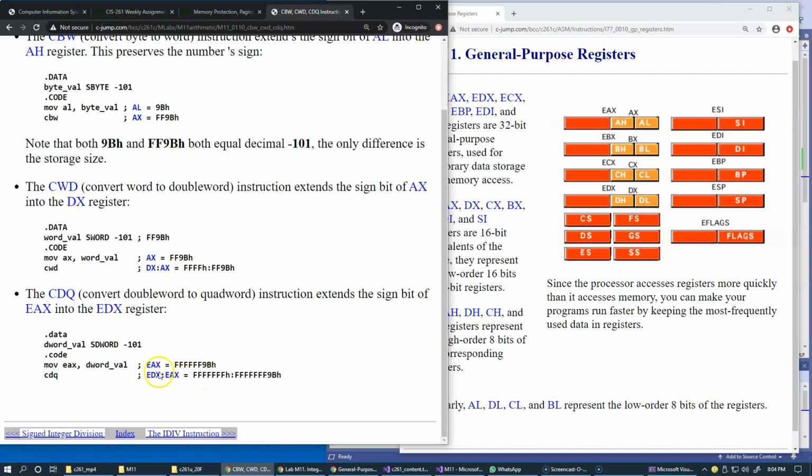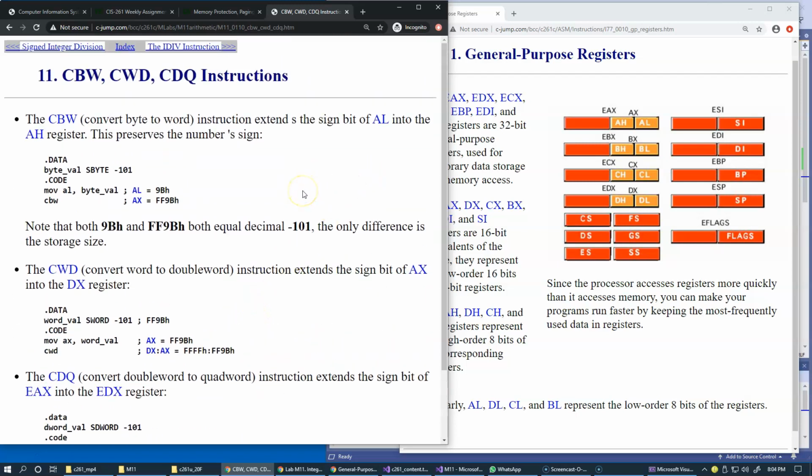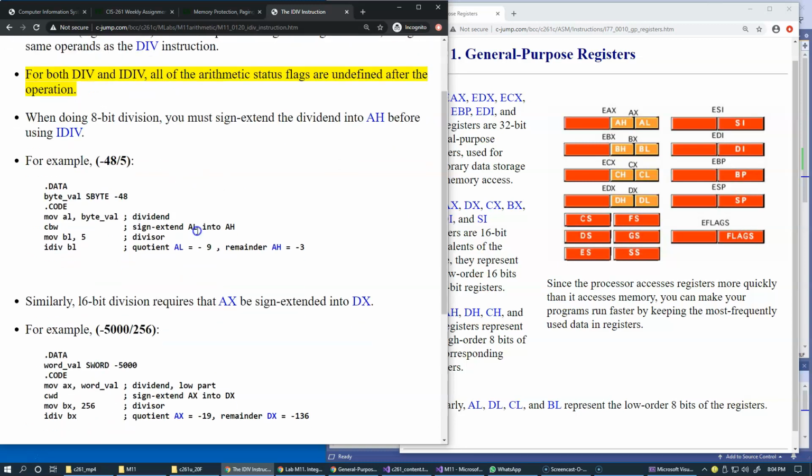This applies only to these specific combinations of registers that are typically used for the results of applying division instructions. So the signed division examples right here perform, of course, the signed integer division using the same operands as the division instruction for unsigned. And it's interesting that the results, the flags right here, the flags are all undefined. So apparently it's all wired in such a way that the flags are not usable.